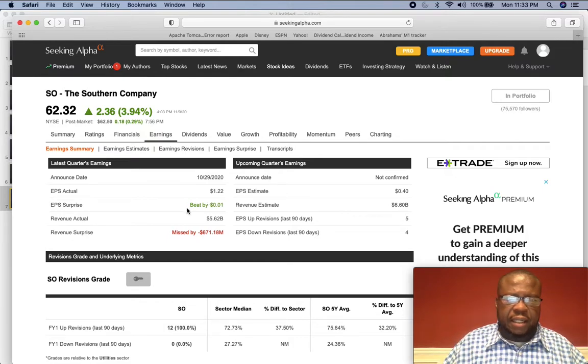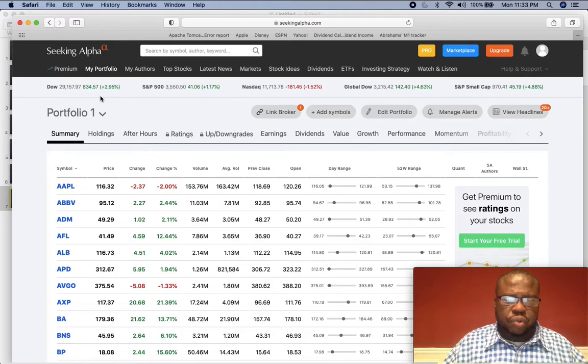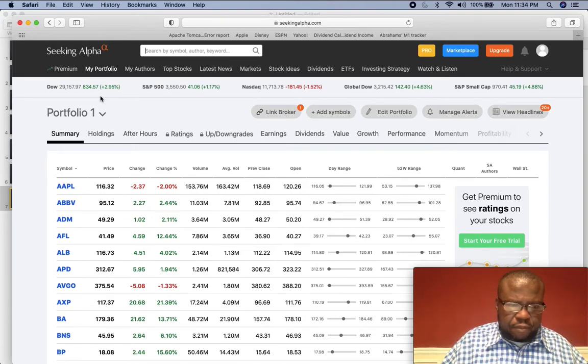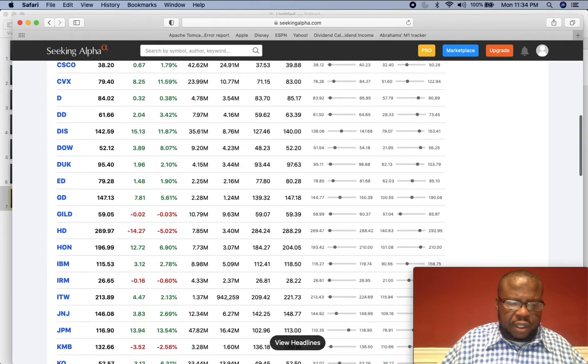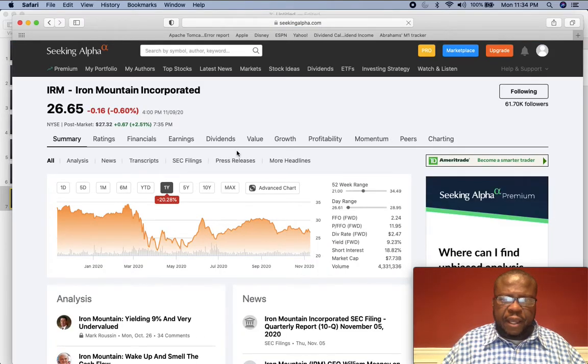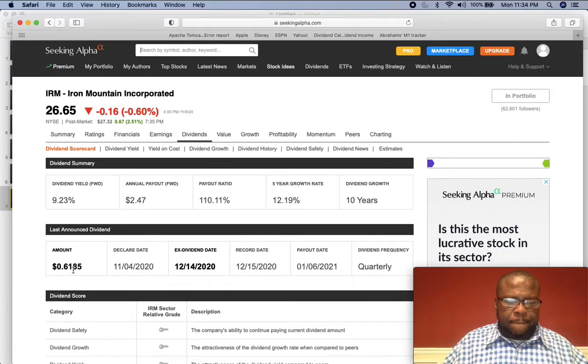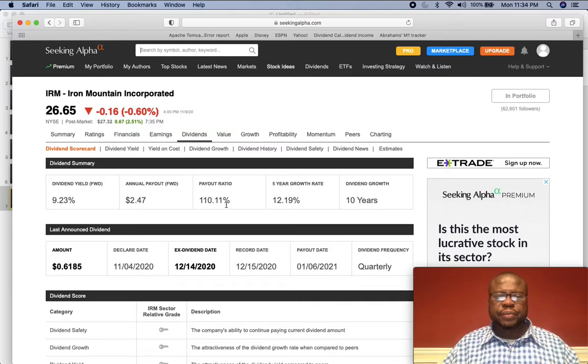Let us look at a REIT, Iron Mountain. That'll be a good illustration. So Iron Mountain is a REIT, and it pays 61 cents, almost 62 cents a quarter, paid quarterly. So the annual payout is $2.47. And look at the payout ratio, 110%. How can your payout ratio be higher than 100? This means that this company is paying out more in dividends than they're earning.